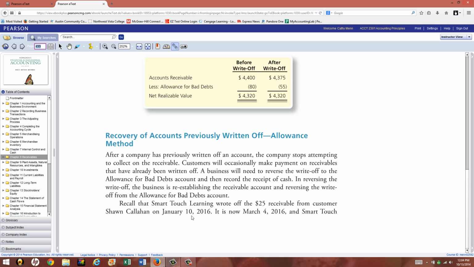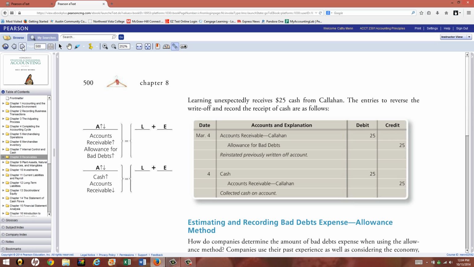or perhaps they're just trying to be honest and pay us what they owe us, if some company comes back and says, hey, I want to pay you what I previously owed you, what I want you to remember is that we have already written them off. Their accounts receivable balance is no longer in our books. We don't show them anywhere. So we have to make two journal entries.